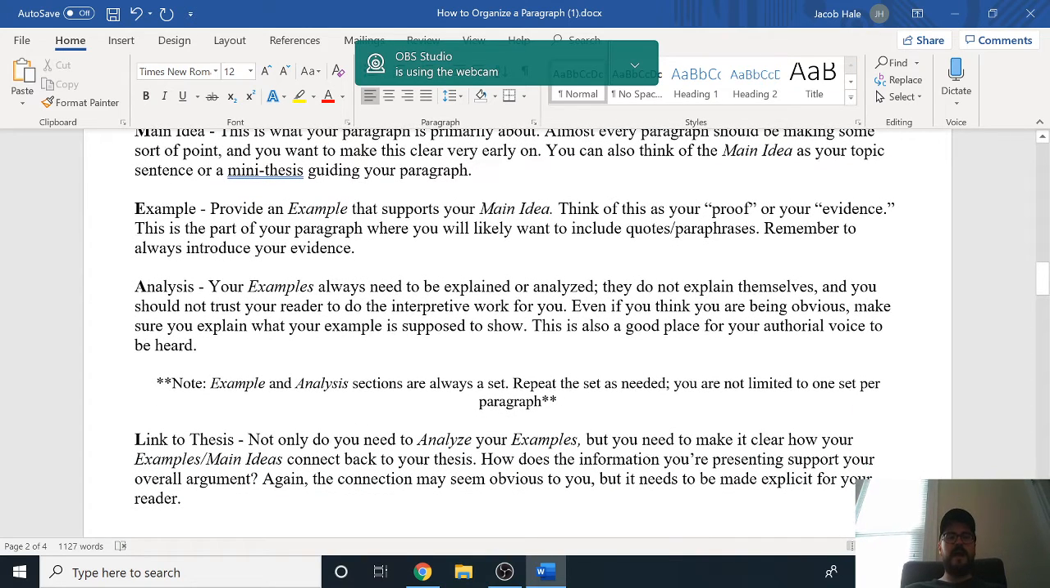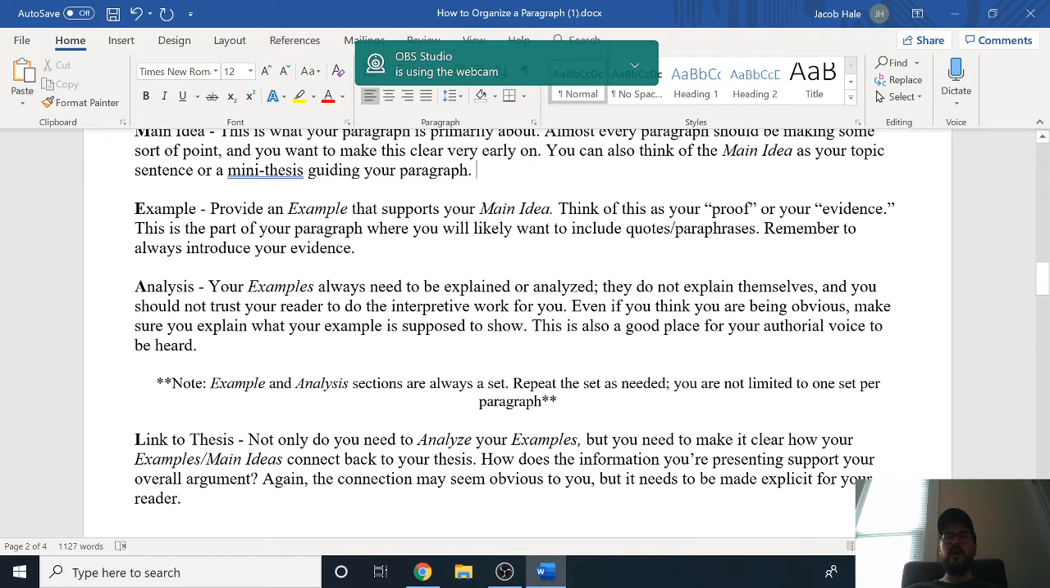After your main idea, you're going to have an example. Now, this example needs to be something that is going to support your main idea. You can think of this as your proof or your evidence. And this is the part of the paragraph where you are likely going to want to include quotes and paraphrases. And remember to always introduce your evidence.